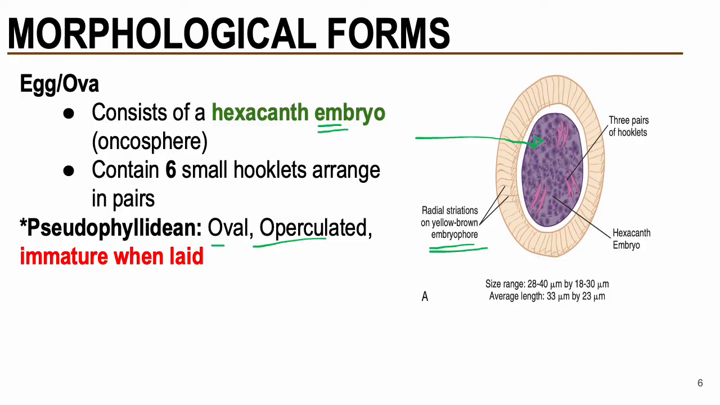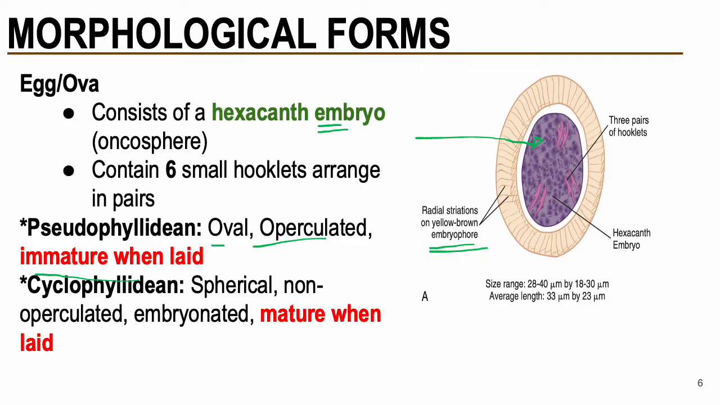In terms of oviposition, pseudophilidean eggs are immature when laid. While for cyclophilidean, these are spherical and non-operculated. And compared to pseudophilidean, these are matured or embryonated when laid.